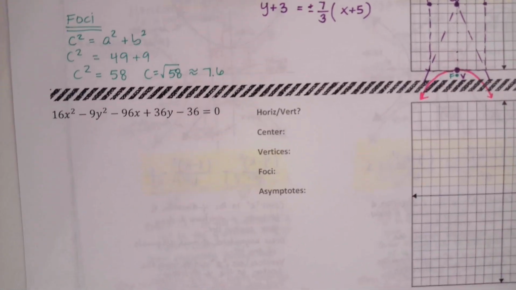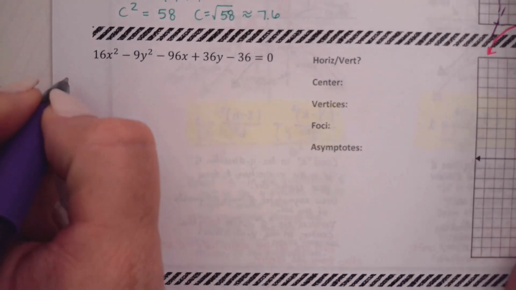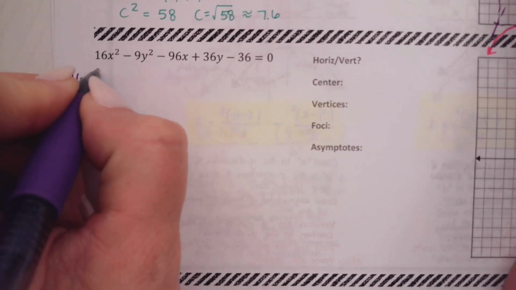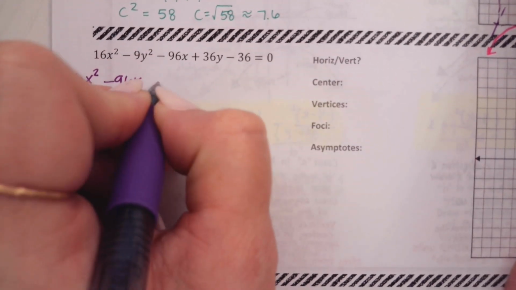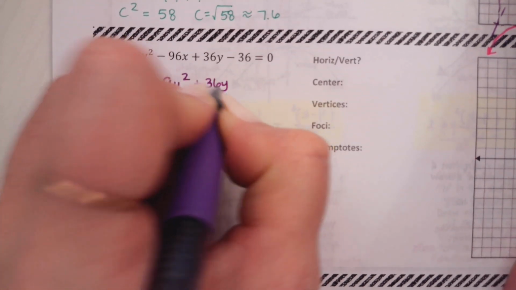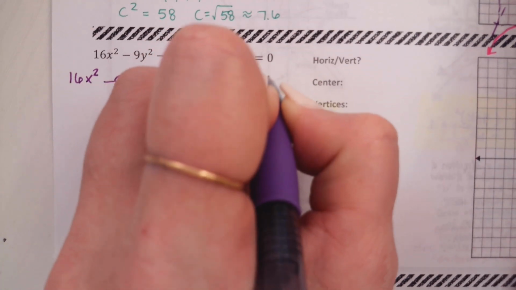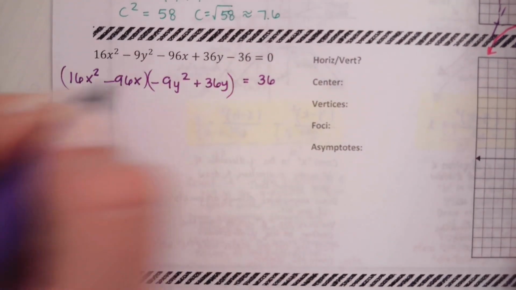All right, next one. We're going to remind ourselves how to complete the square. This is what we learned last week. What's my first step for completing the square? Group similar terms. Put the x's together, put the y's together. 16x squared. I'll move my negative 96x over there. And then remember to move your constant to the other side of the equation. And that creates those two groups.